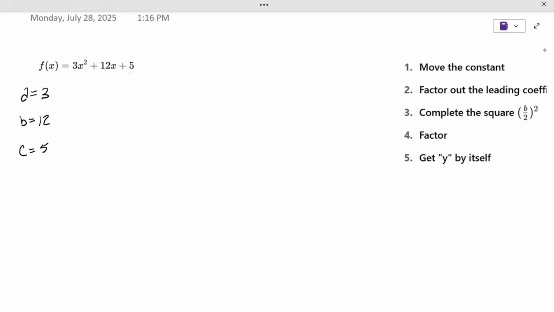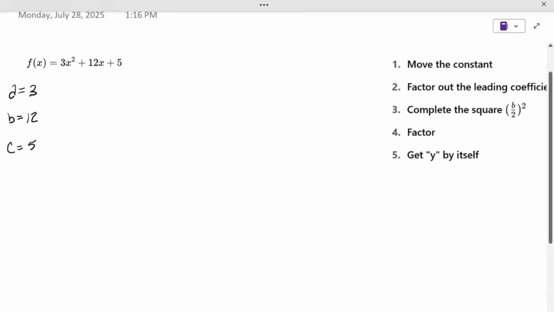All right, so we have all those written out. Now, again, I'm going to, for simplicity, take f of x and make it y. And then everything else stays the same. So y equals 3x squared plus 12x plus 5.